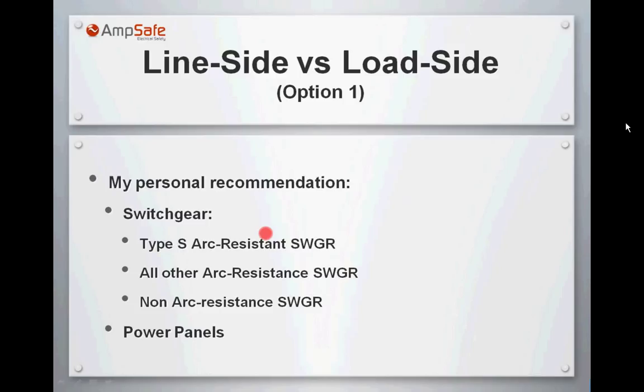If I have non-arc-resistant switchgear, or arc-resistant switchgear without the suffix S, okay, so I put them all together. If you have other arc-resistant switchgear without the suffix S, or non-arc-resistant switchgear, what are you going to do? Well, what I do is that I put the worst possible case label. So in this case, I will put the incoming section label, or the line side.